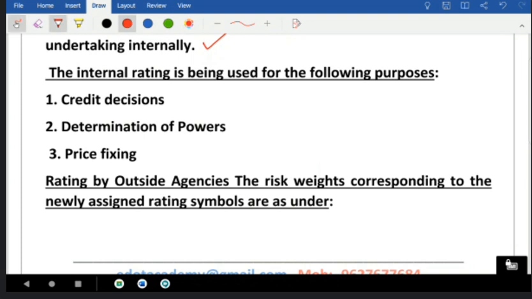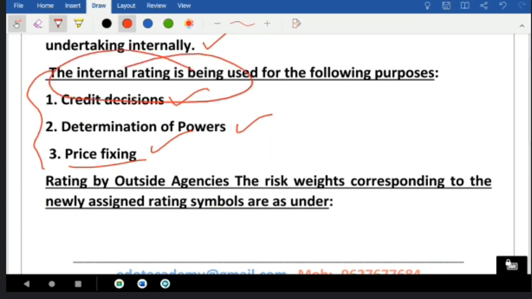Determination of power, because a person holding a portfolio or designation has different power. A manager has 5 lakh power, a senior manager has some other power, a DM has some other power. And price fixing, that means the rate of interest deciding factor also comes into play. So these are the three factors we have to take into account for internal rating. Internal rating is used for the following purposes: number one, credit decision; number two, determination of power; number three, price fixing.